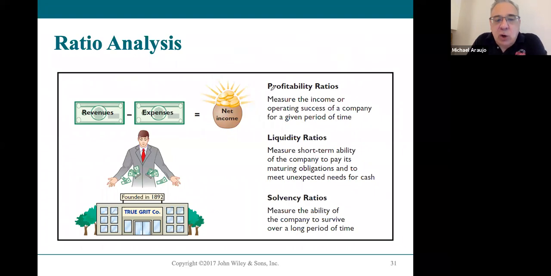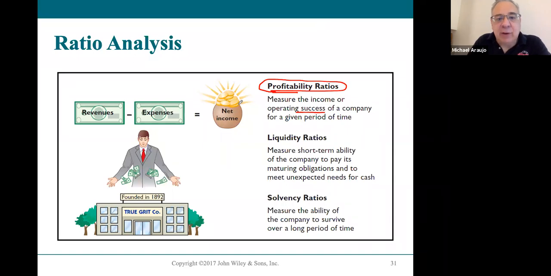Okay, so again, three types of ratios we're going to be looking at. Profitability ratio. Who's interested in profitability ratios? Well, who's interested in the success of the company? The owners, right? Because the profits of the company belong to the owners. We know that, right? So profitability ratios are very, very important to owners and investors.